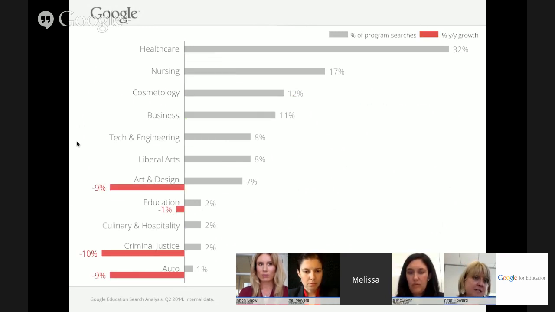Now, in terms of the decliners and where we're seeing less interest, these are relatively consistent over what we've seen over the last quarters as well. So art and design, criminal justice and auto continually declining. And then education for the first time declining only 1%, but worth noting that education saw less demand in Q2 than we've seen before as well. So from a program specifics perspective, schools that have programs that are being offered in any of these areas, good insights in terms of demand or lack thereof and what we need to be thinking about when creating demand for those types of programs.